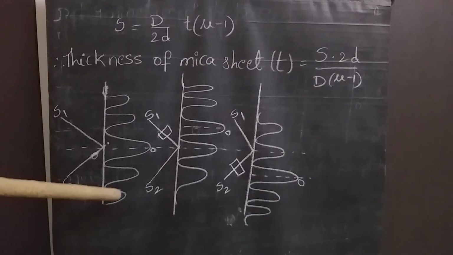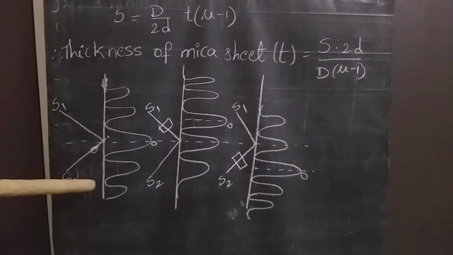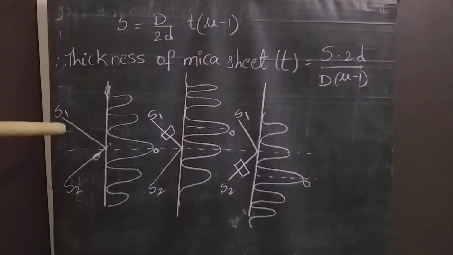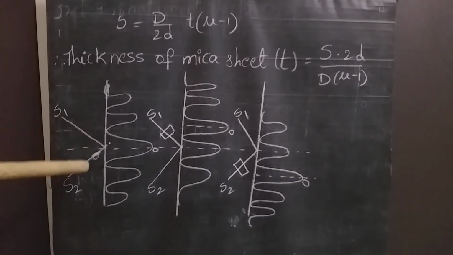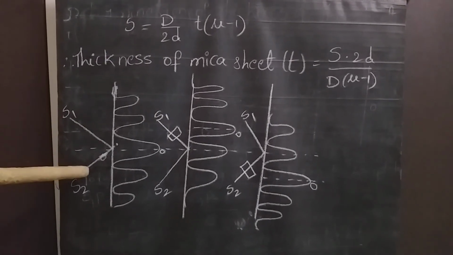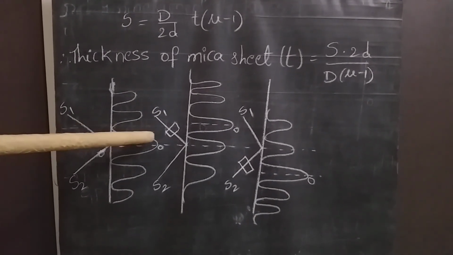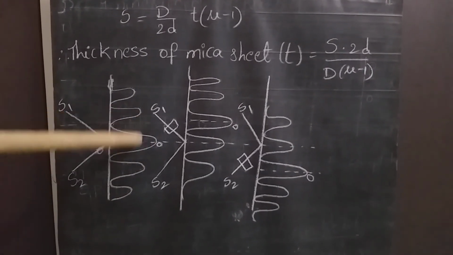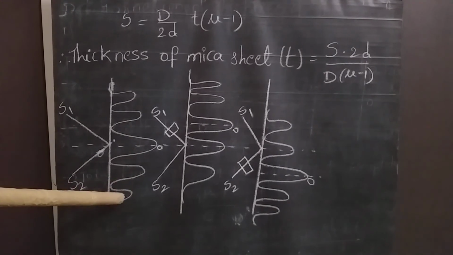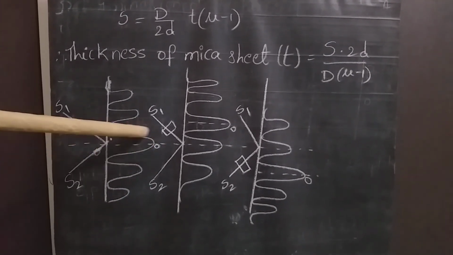Now look at these last diagrams. If you observe these diagrams, between source and screen, if there is no mica sheet or glass sheet, this is the way of showing the interference pattern. This is the central maximum. These two are first order maxima. These two are second order maxima. Here the central maxima is falling like this.